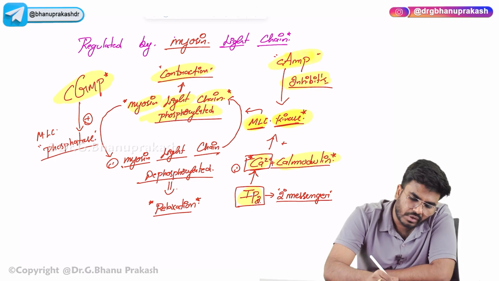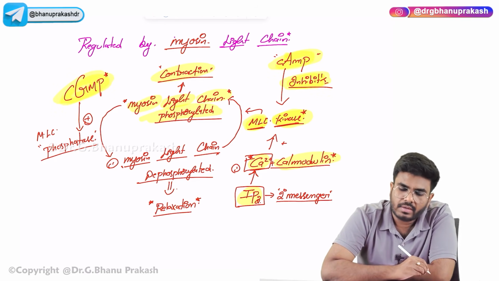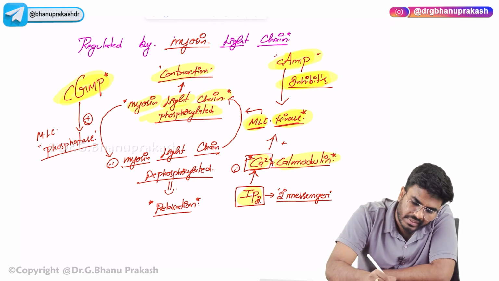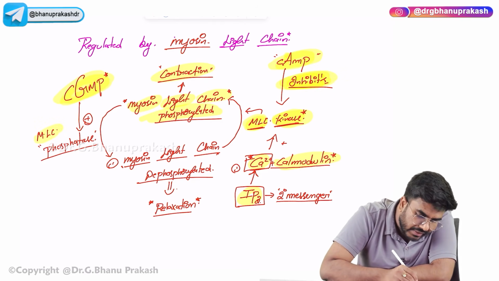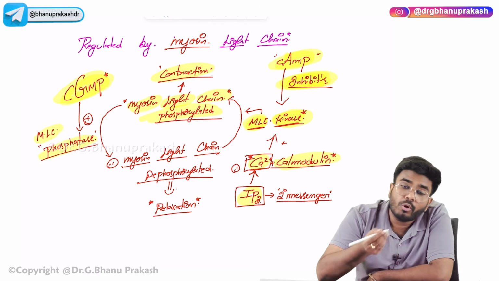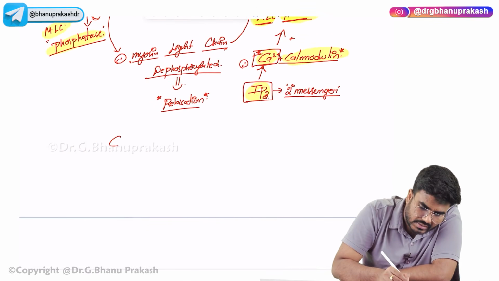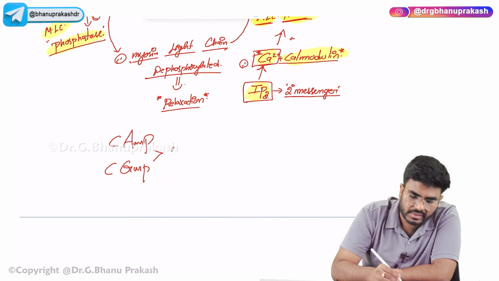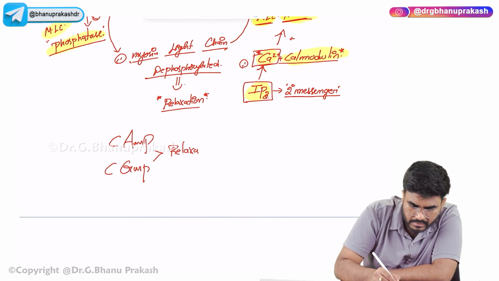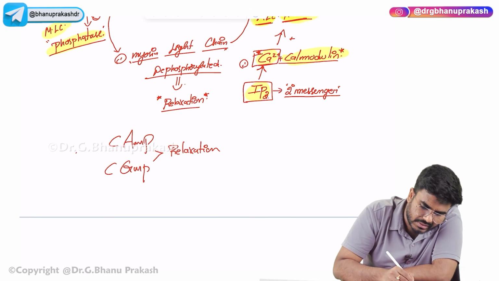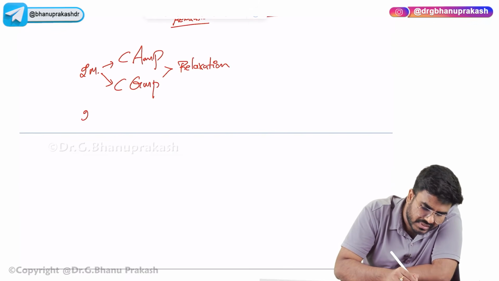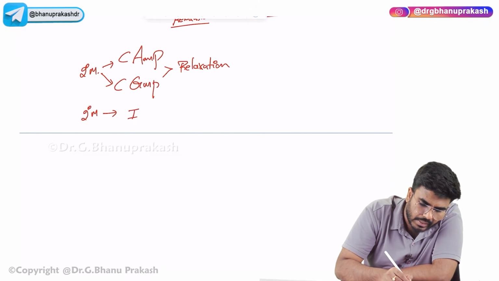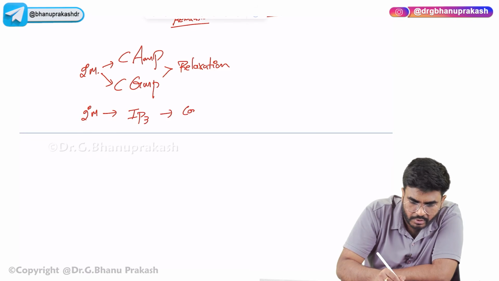See, these secondary messengers, what are they doing? cAMP and cGMP: one is inhibiting the myosin light chain kinase, the other is activating myosin light chain phosphatase. Both these two, I can say, are helping in the relaxation. But which secondary messenger is helping in the contraction? IP3, inositol triphosphate, is going to help in the contraction of the smooth muscle.